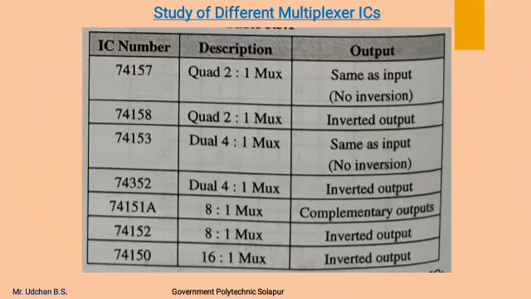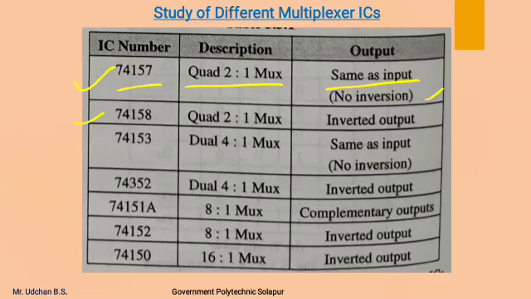Now we will see the study of different multiplexer ICs. We will see one by one. The first one is 74157. It is a quad 2:1 multiplexer. It means that it has four 2:1 multiplexers inside a single IC, and the output is going to be available same as that of input. That is, we will not get any inverted output with respect to available input. So we will get input as it is over the output line for this IC 74157.